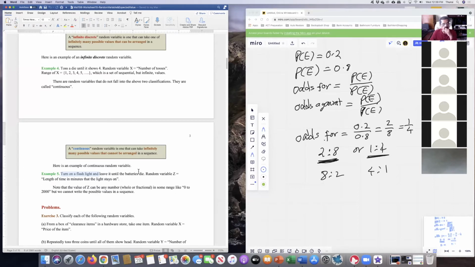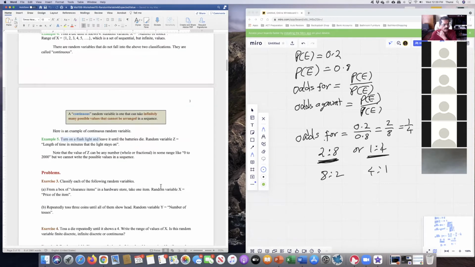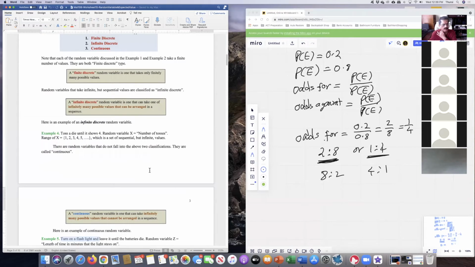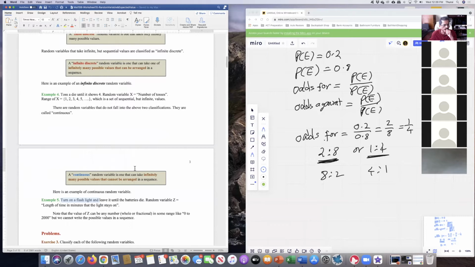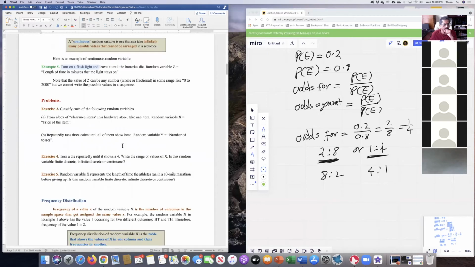So we cannot even tell a range between what and what. So there is no listing of these values. They are infinitely many and they are continuous. In other words, you cannot write them down in any order. All right, so those are the classifications, and you have to be able to classify a random variable as one of these. Exercise 3, classify the following random variables.